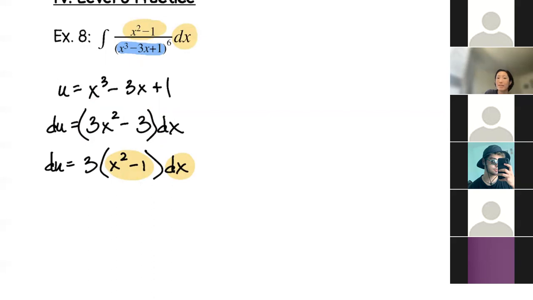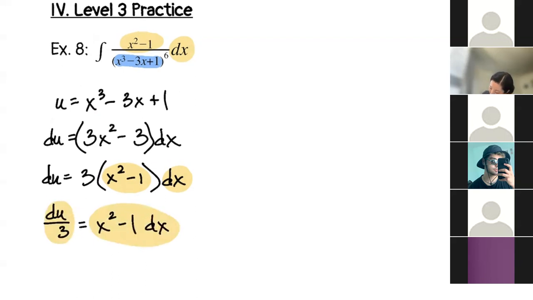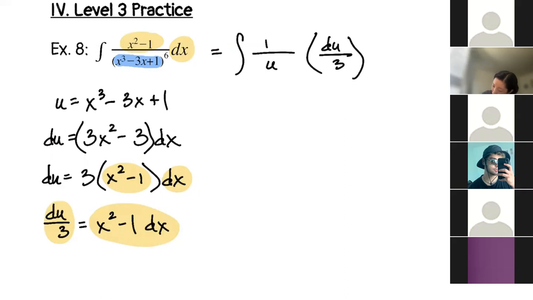Just a little bit more dressed up than the previous examples we saw. We want to go ahead and divide by that 3. So du over 3 is what we will use to replace x squared minus 1 dx. So du over 3 will replace all of this in our equation. So we get the integral of 1 over u times du over 3. Yes? No?